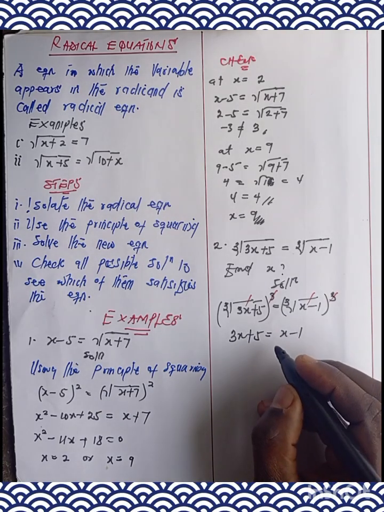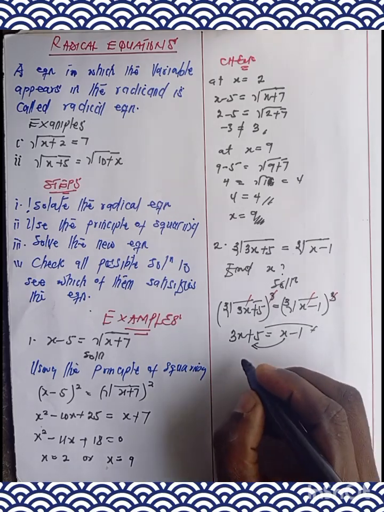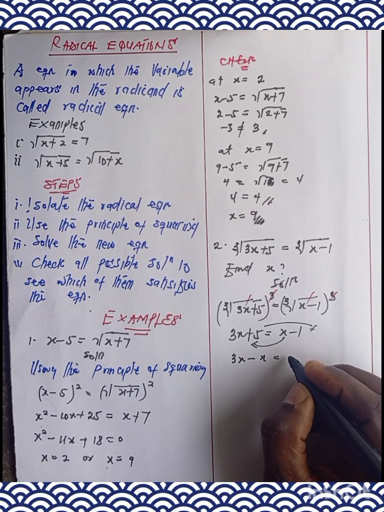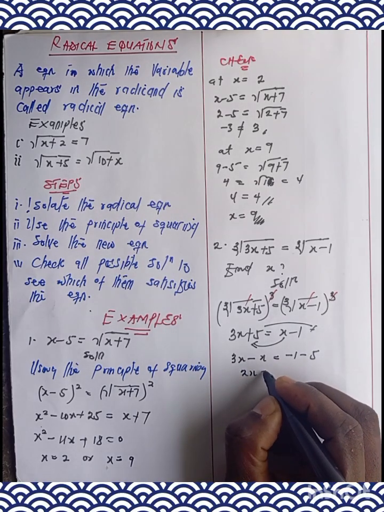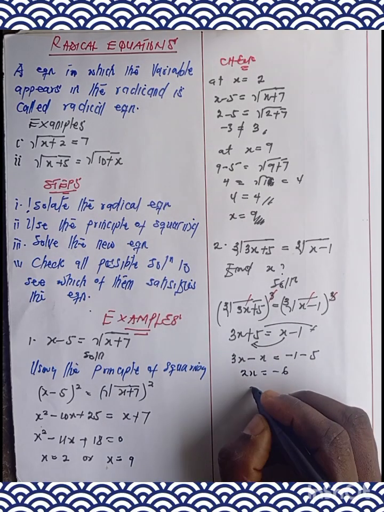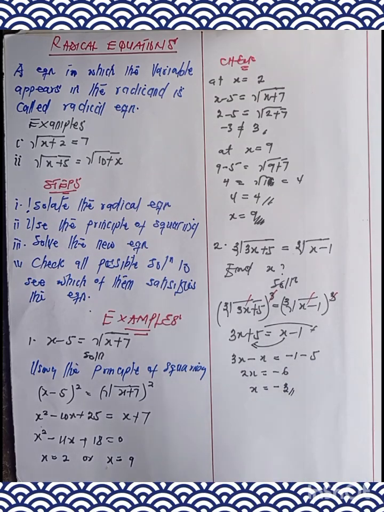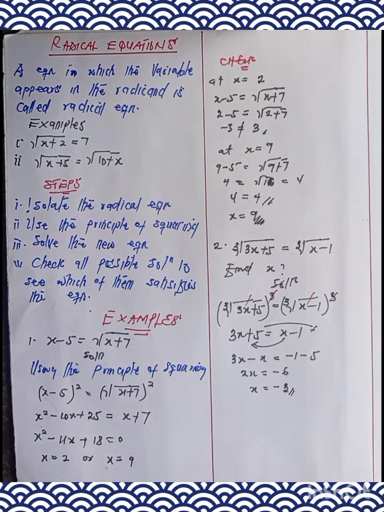So you group like terms from here, this will come here, and then this will go here. So you have 3x minus x is equal to minus 1 minus 5. We have 2x is equal to minus 6. Therefore, x is equal to what? Minus 3. Since this one we are having only one solution, we can check it to verify if it satisfies the equation, and it will surely satisfy the equation.